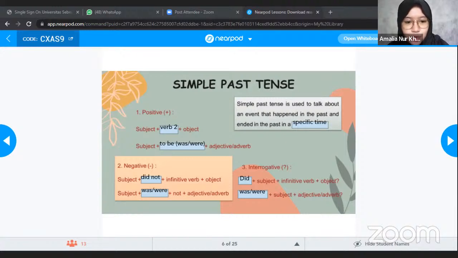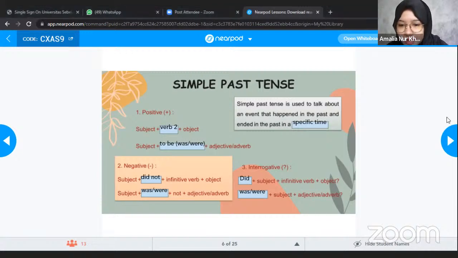And lastly, we have the interrogative sentence, wherein the verbal sentence consists of did plus subject plus infinitive verb plus object. And the nominal sentence consists of was or were plus subject plus adjective or adverb. And for verbs, you can open your dictionary about regular and irregular verb forms. It's usually located in the middle of your dictionary. And the next slide will be presented by Inovi. Inovi, time and screen is yours.